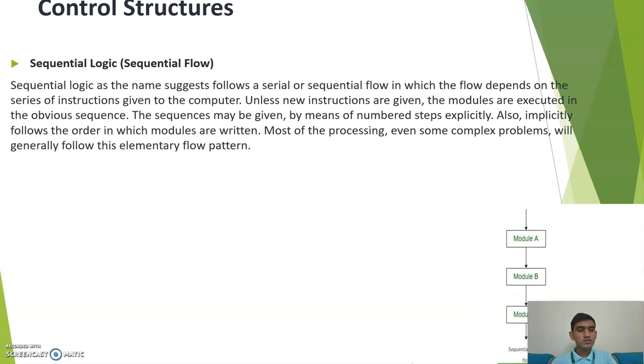Sequential logic or sequential flow is as follows: a serial or sequential flow in which the flow depends on the series of instructions given to a computer. Unless new instructions are given, the modules are executed in an obvious sequence. The sequence may be given by means of numbered steps explicitly, or it implicitly follows the order in which modules are written. Most of the processing, even some complex problems, will generally flow in this elementary pattern, like module A, module B. This is the sequential control flow.